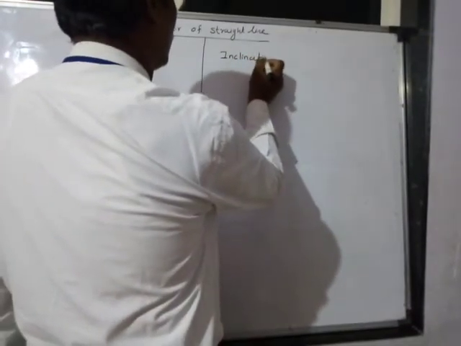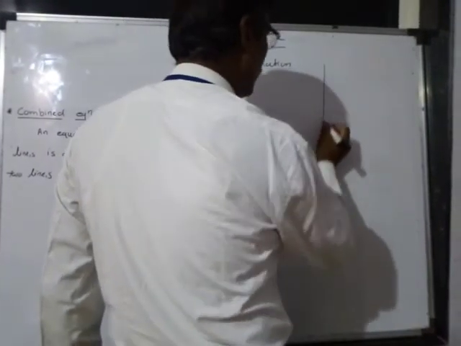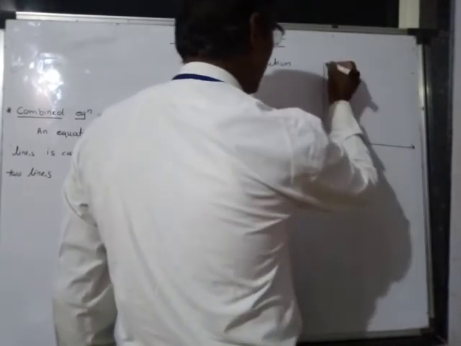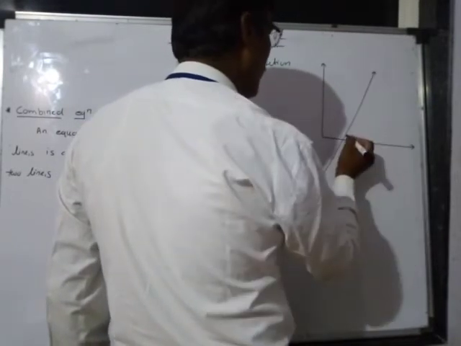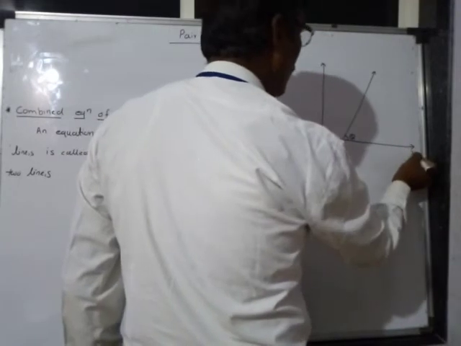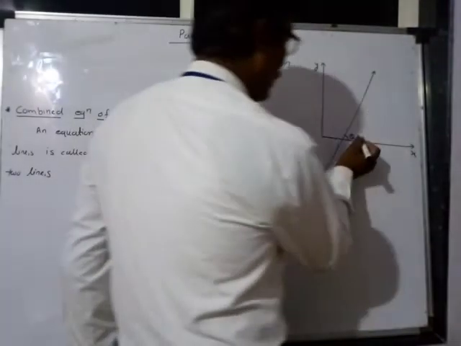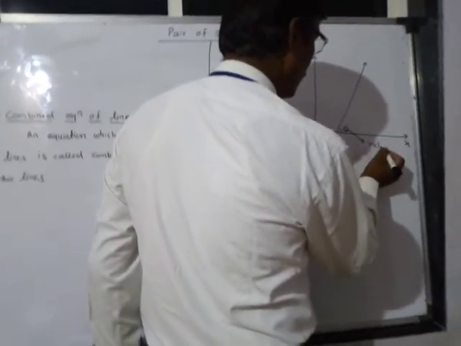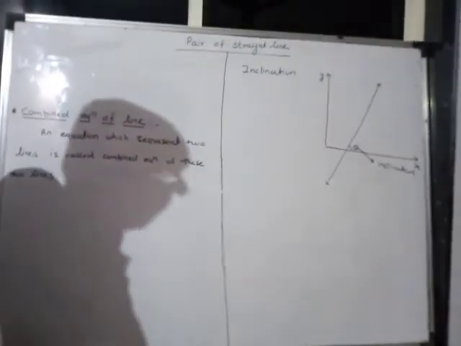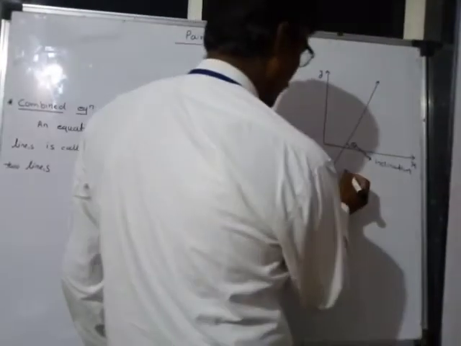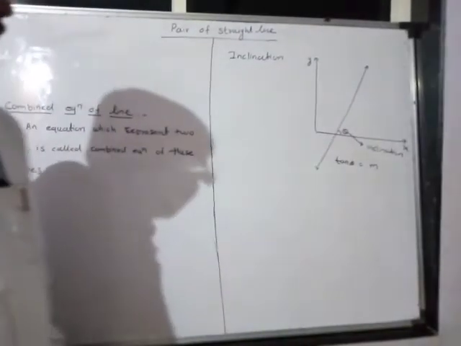What is inclination? We know that the inclination is the angle made by the line with the positive direction of the x-axis. Suppose that this is the line L, and it makes an angle theta with the positive direction of the x-axis. Then this theta is called the inclination. If theta is the inclination, then tan theta is called the slope and it is denoted by m.